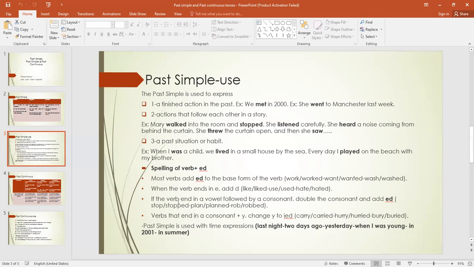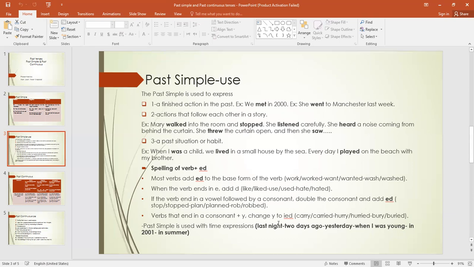If the verbs end in a vowel followed by a consonant, double the consonant and add ed. إذا انتهى الفعل بحرف صحيح وهذا الحرف الصحيح مسبوق بحرف علة، كرر الحرف الصحيح أو ضاعف الحرف الصحيح وأضف ed. Stop, stopped. Plan, planned. Rob, robbed. Verbs that end in a consonant plus y change to I and add ed.